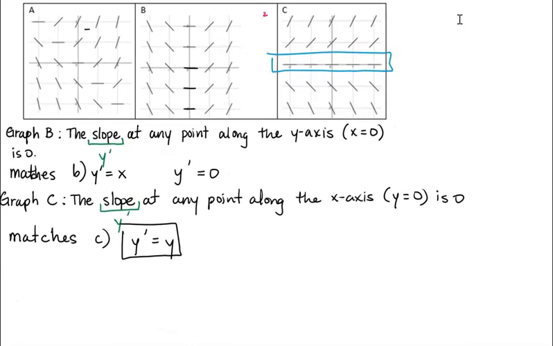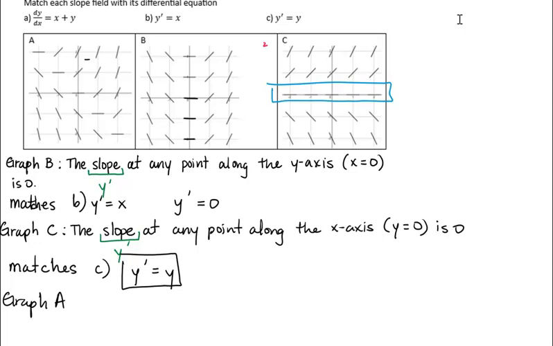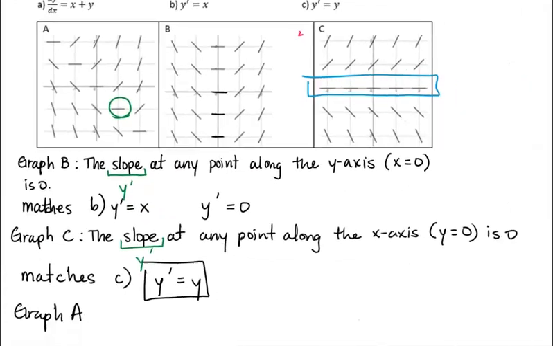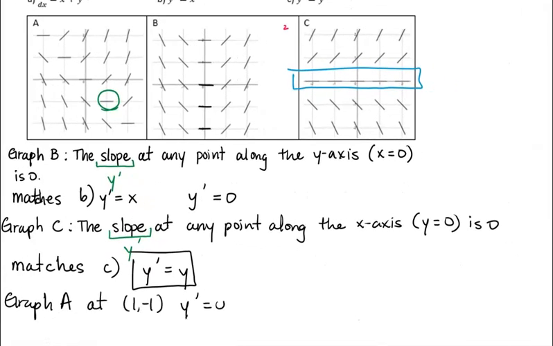Finally, let's go on to see graph A. Just by process of elimination, we know that it's going to be matched with equation A, but let's check that. So to check that, I'm going to choose a point, and I'm going to choose the point 1, negative 1. The point 1, negative 1 is right there. And I'm choosing that point because I can see that the slope of the graph at that point is equal to 0. I can see that horizontal line segment there at 1, negative 1, and so I know the slope is equal to 0. So at 1, negative 1, y prime is equal to 0.